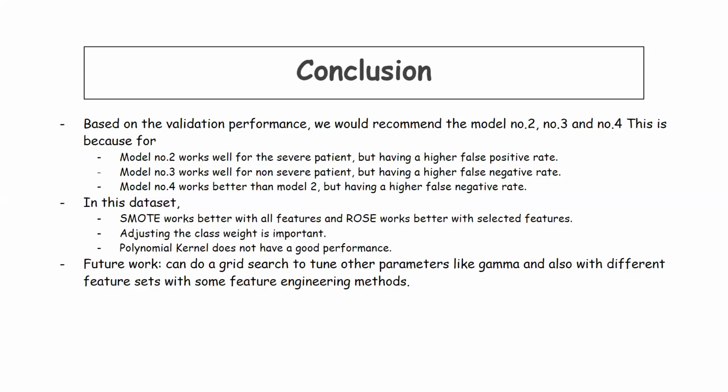We also conclude that adjusting the class weight is very important and the polynomial kernel does not have good performance. So for future work, we can do a grid search to tune other parameters like gamma, and also try different feature sets with some feature engineering methods. That's all. Thank you.